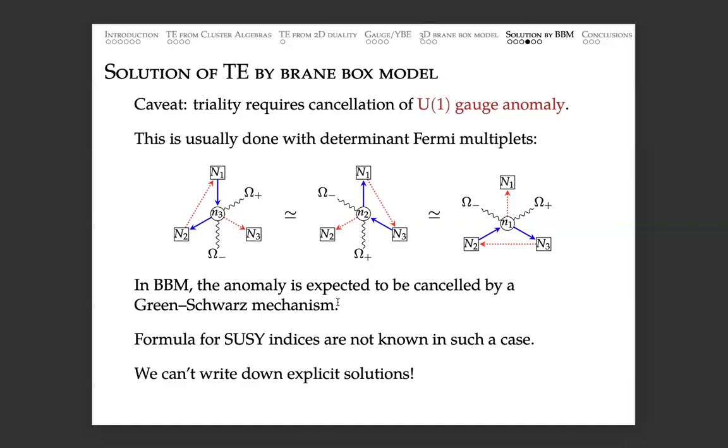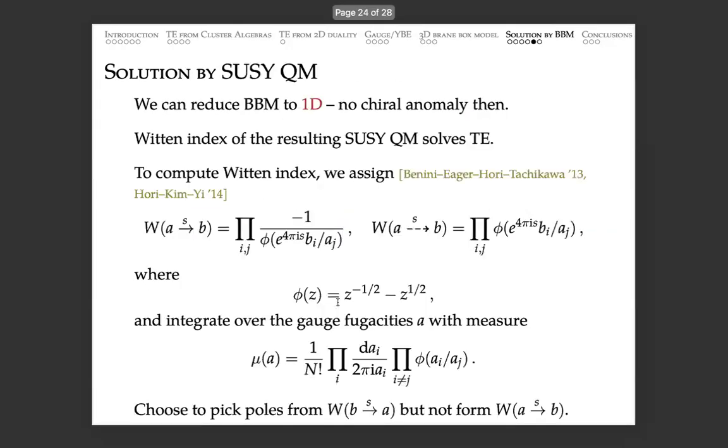But there are some ways to avoid this problem. One is to reduce this brane box model, which is a two-dimensional gauge theory, to one dimension. Then in one dimension, there is no such anomaly. So this anomaly actually goes away if you dimensionally reduce this two-dimensional theory to a one-dimensional theory.